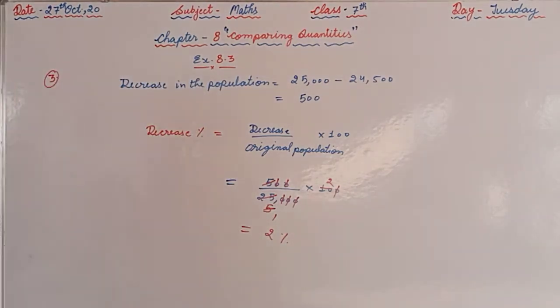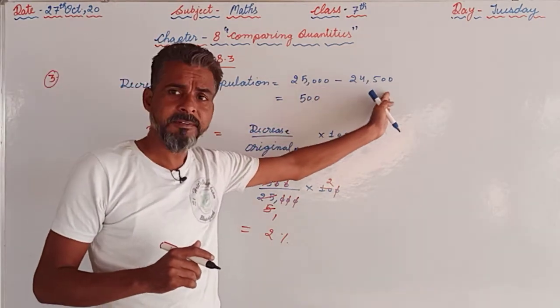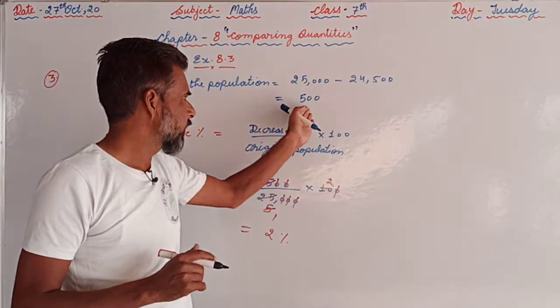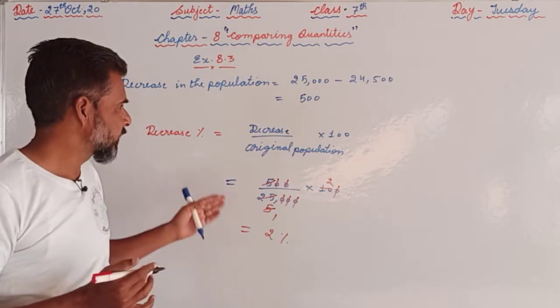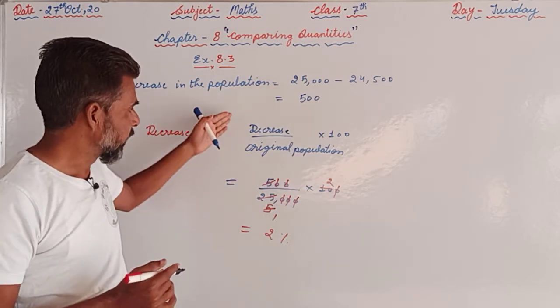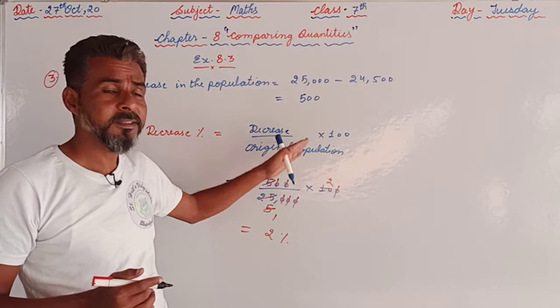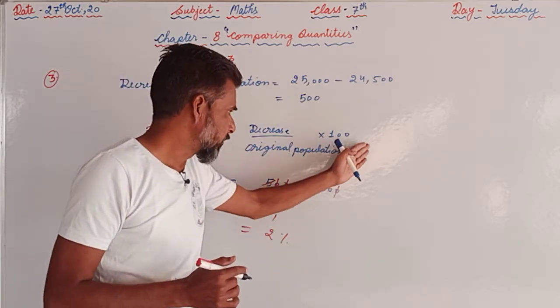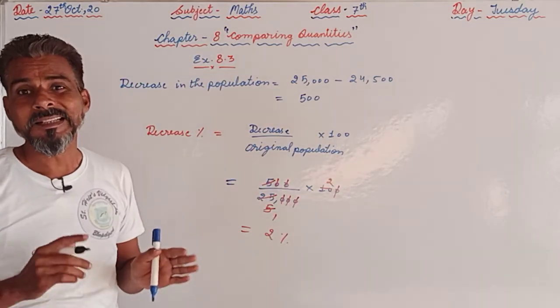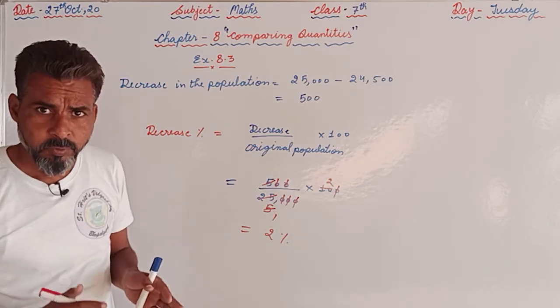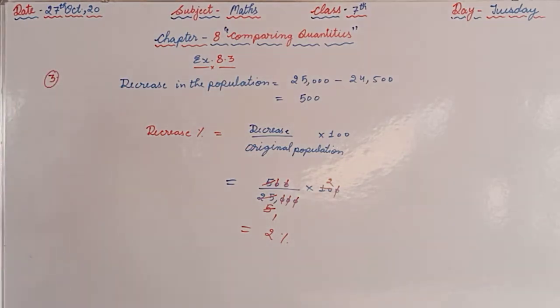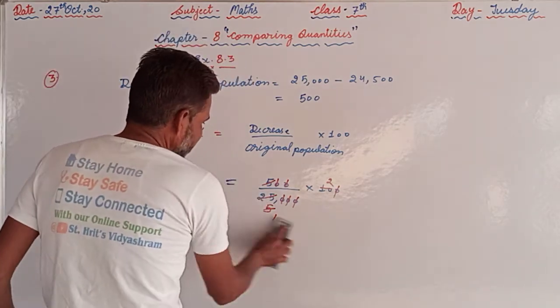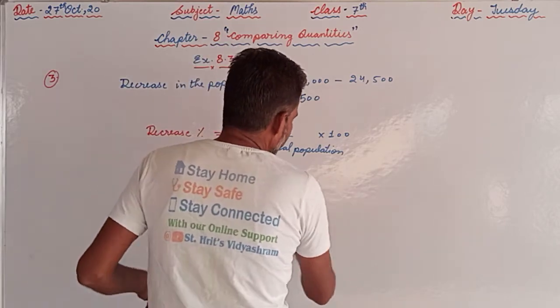If the population previously in the starting was 25,000 and after some time it became 24,500, so there is a decrease of 500, and if we are supposed to calculate the percentage, then we are supposed to divide the decrease by the original population, and then afterwards multiply by 100, and after calculation we got that the decrease percent is 2%. So like this we can proceed with this question, and after this we should discuss the next question, that is question number 4.